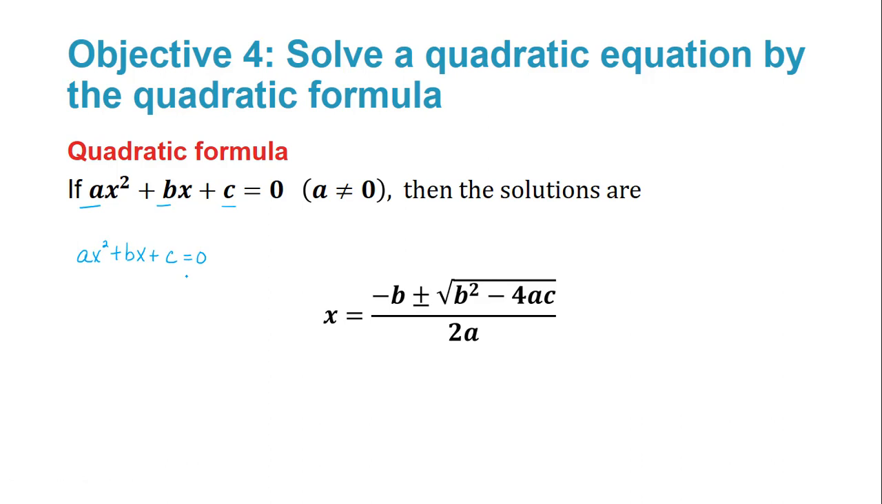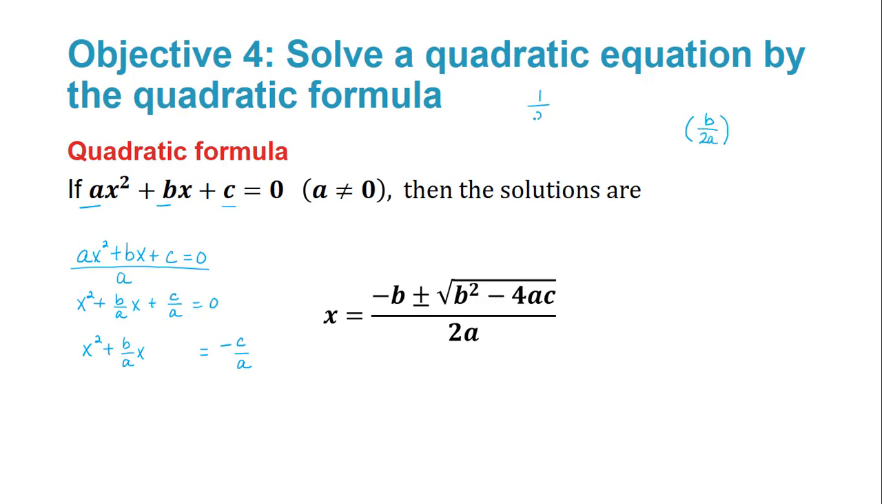I did this in the text, so I won't go through all the details here, but just to get you started, we would first have to divide everything by a. And so we would get x squared plus b divided by a times x plus c over a is equal to 0. And then we would have to move the constant to the right-hand side by subtracting c divided by a. And then we would have to take half of b over a and square it. So half of b over a is b over 2a, right?